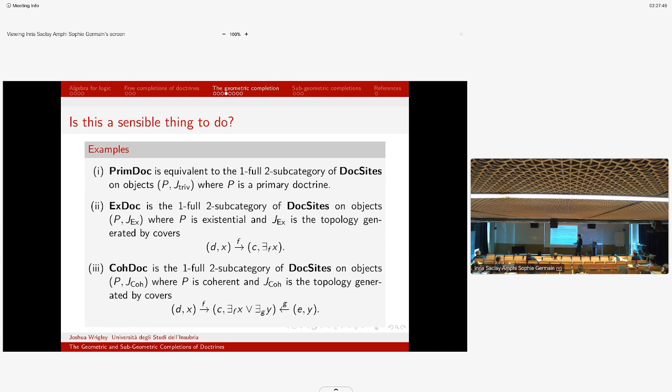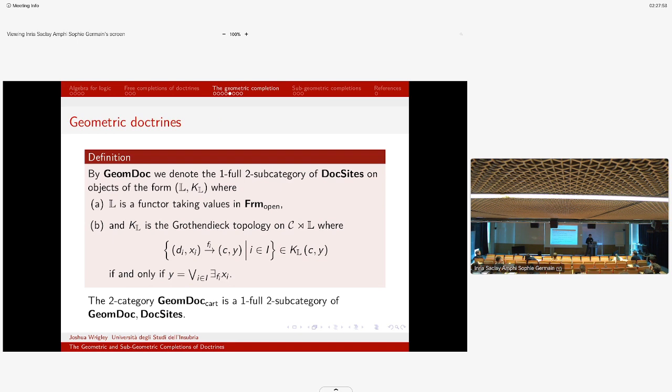And coherent doctrines is the one-full 2-subcategory generated by topologies of this form, where you also include data about the disjunctions. And this is where I remove the Cartesian requirement on geometric doctrines. By geometric doctrines, I'm denoting the one-full 2-subcategory of doctrinal sites on objects of this form, where I have a doctrine taking values in frames and open frame homomorphisms. And the Grothendieck topology I am endowing the Grothendieck construction with is the one whose covers look a lot like the coherent topology. I take images and then infinite disjunctions. So these are the covers that I'm endowing this with.